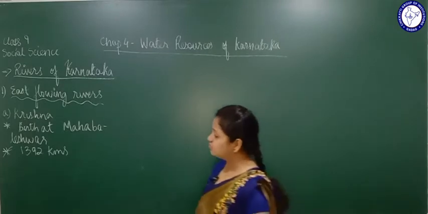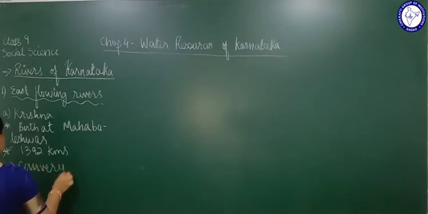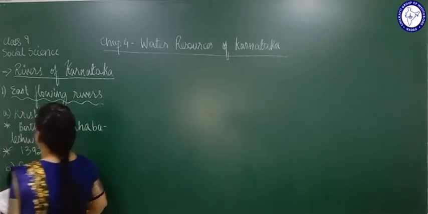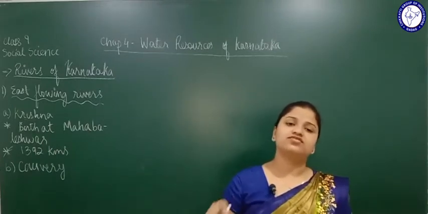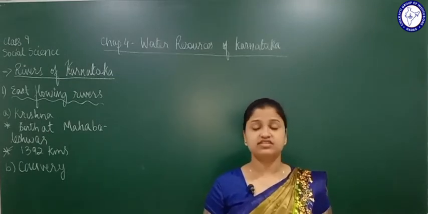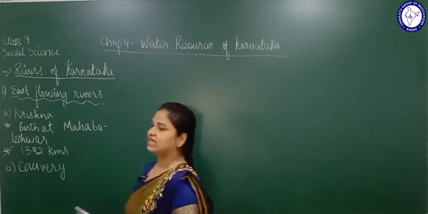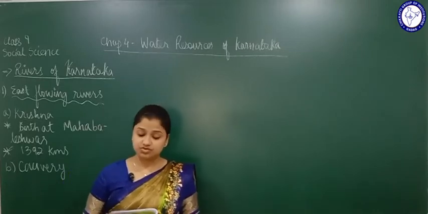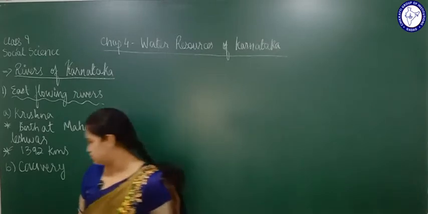Let's talk about the second most important river here, that is the Kaveri river. Cauvery. So Kaveri is the most important river for Karnataka. For Karnataka, it is the most important river. It is also known as Dakshin Ganga in Karnataka and in other parts of South India. Dakshin Ganga. It originates where? At Talakaveri. It originates at Talakaveri, which is in Kodagu district.